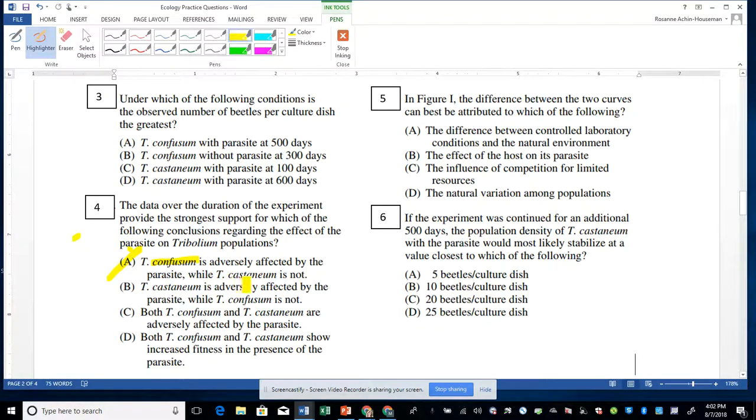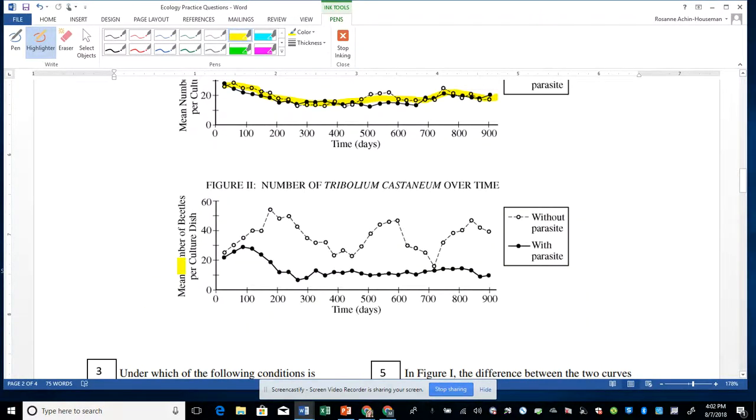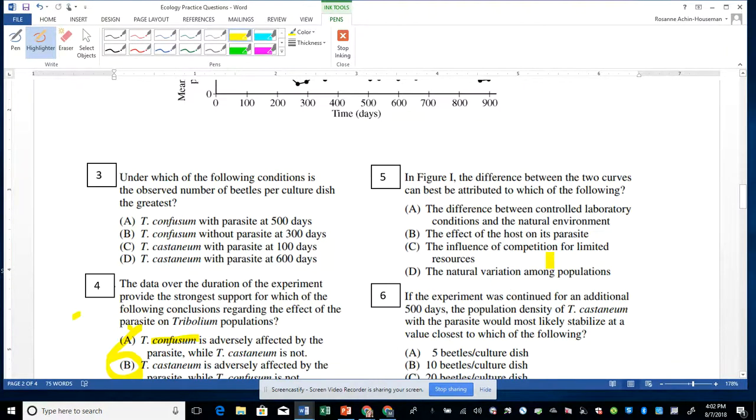Castanium is adversely affected by the parasite while confusum is not. That is the one we want, because if you look at this one, here's the parasite and here's without the parasite. They have fewer beetles per culture dish with the parasite than they do without. So the parasite is definitely affecting them more. So that's the one we're looking for.